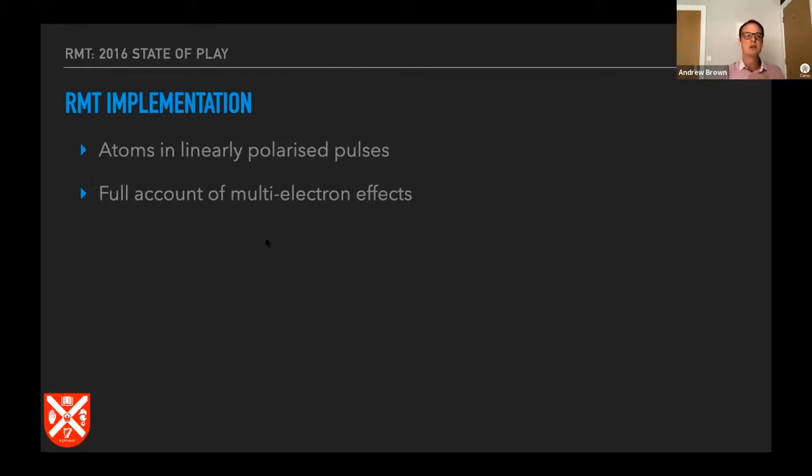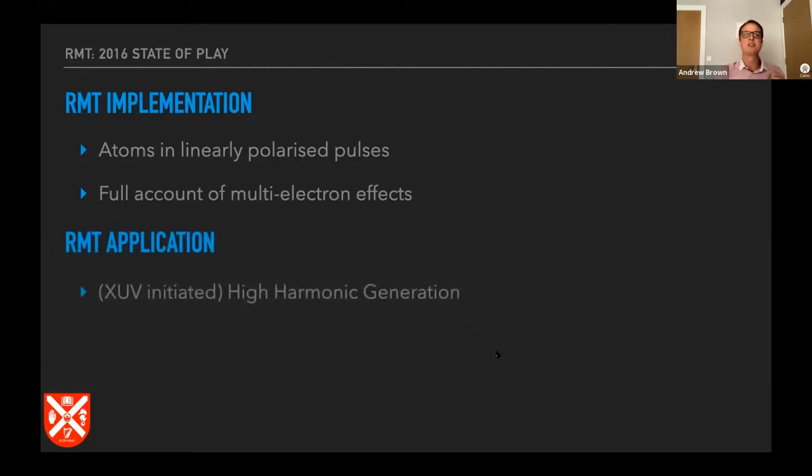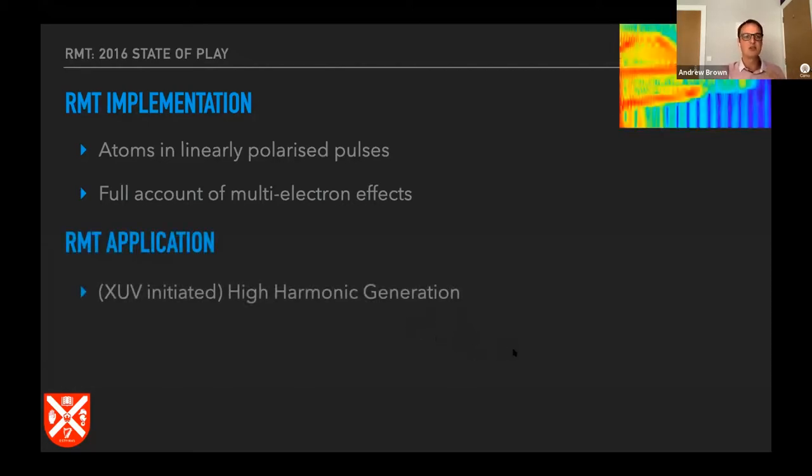As I explained, we've now expanded to look at molecules. And also we were restricted to look at linearly polarized pulses. And what the method was able to do that other methods couldn't was to give us a full account of the multi-electron effects. And this allowed us to address a number of strong field phenomena taking account of those multi-electron effects. So for instance, we looked at high harmonic generation. In particular, I've been interested in looking at XUV-initiated high harmonic generation.